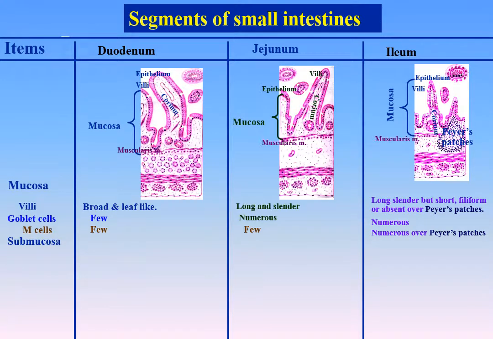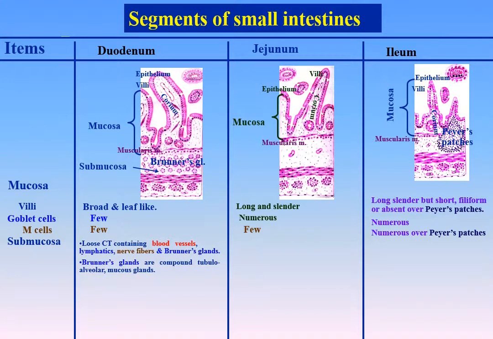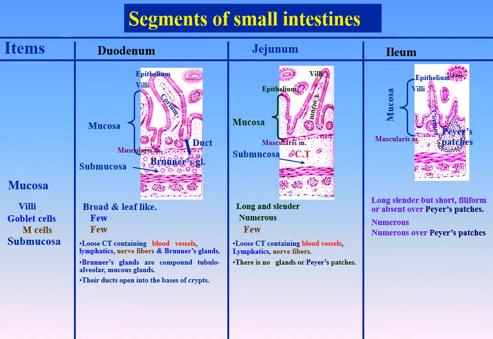Submucosa of the duodenum is made of loose areolar connective tissue containing blood vessels, lymphatics, nerve fibers, and Brunner's glands. Brunner's glands are compound tubuloalveolar mucus-secreting glands. Their ducts open into the bases of the crypts. Submucosa of the jejunum is also loose areolar connective tissue containing blood vessels, lymphatics, and nerve fibers. There are no glands or Peyer's patches.